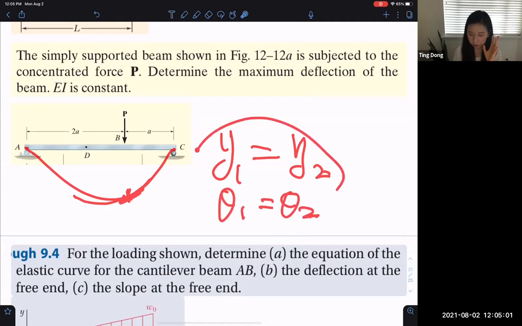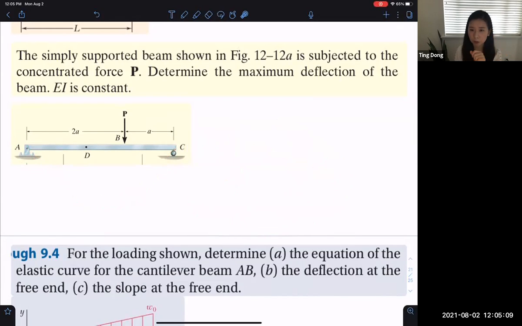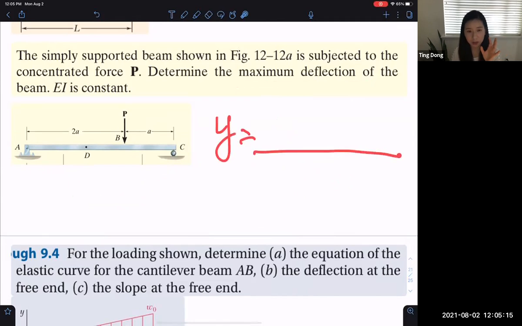So these two equations plus the two equations where y equals 0 at A and y equals 0 at C, we have 4 equations and 4 unknowns. We can solve this. So we know y as a function of x. And the maximum deflection basically means dy/dx equals 0, right? Find the corresponding x, plug it back into this equation, and that is the maximum deflection.